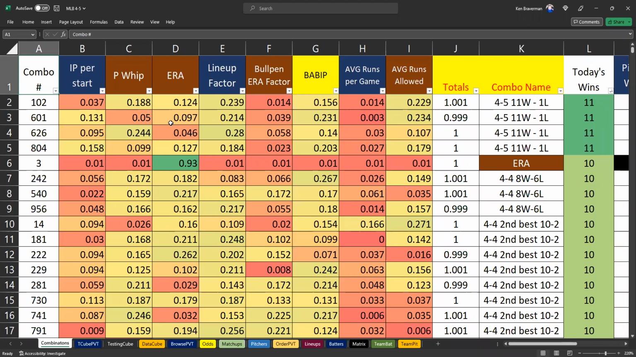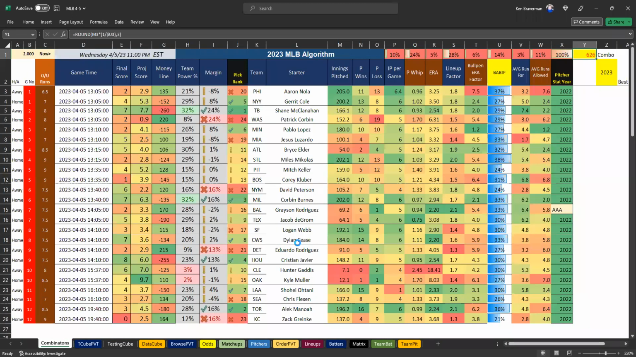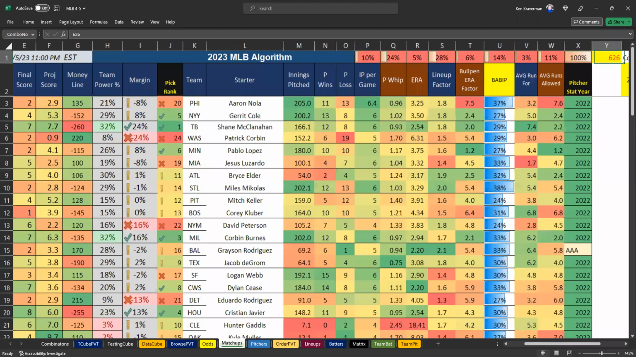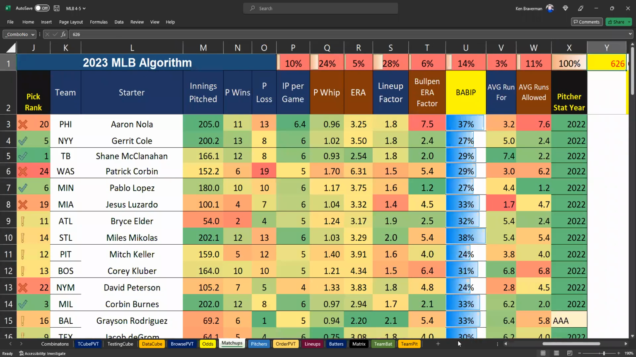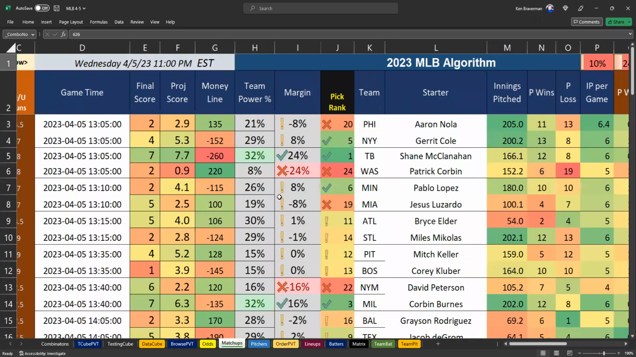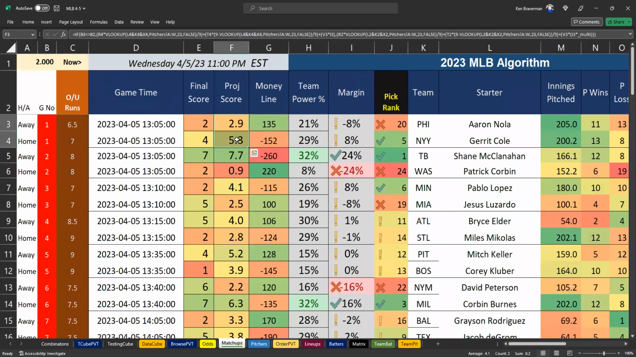So that's what you do tomorrow: you test at least one of these, and you use this for your projections, because when you look at what the game projections were, they were not bad. They were pretty good with this. We're looking at combination 626. It said 5-3 Yankees, they win 4-2.